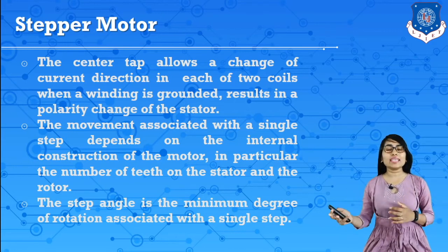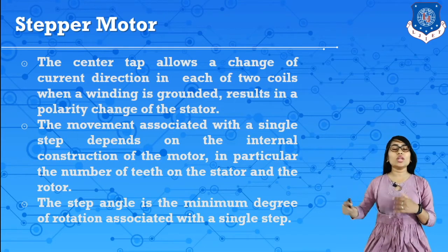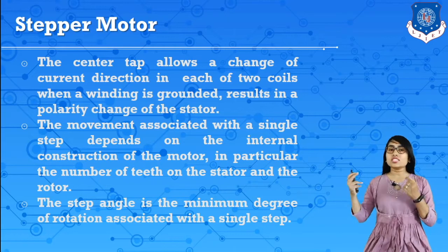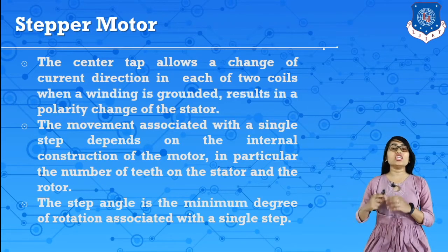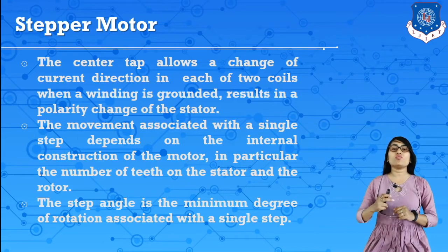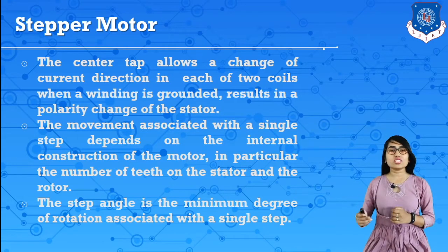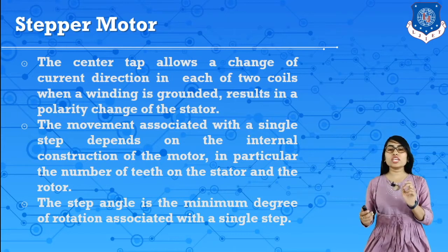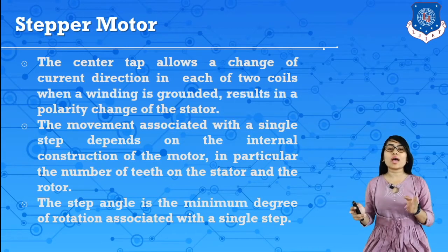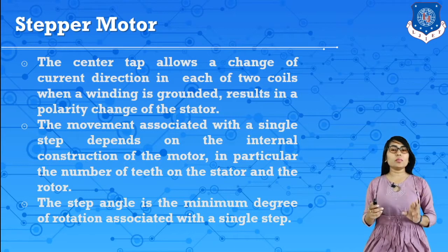When a winding is grounded, it results in a polarity change of a stator. And the movement associated with the single step depends on the internal construction of a motor, in particular the number of teeth on the stator and the rotor.